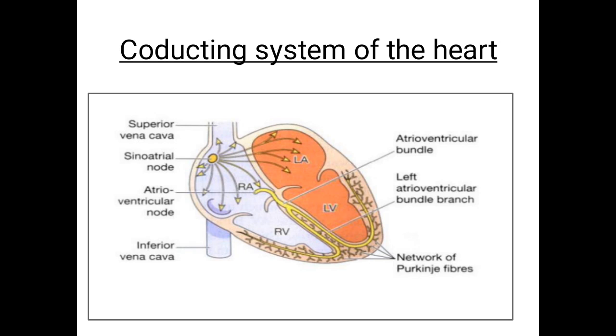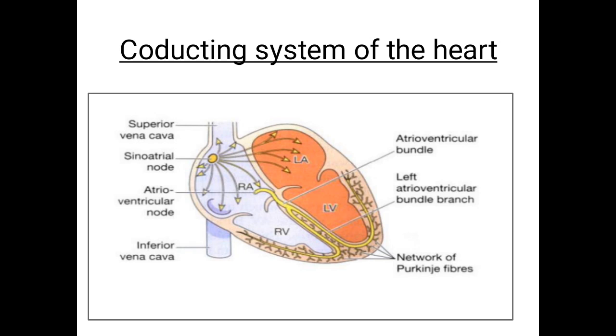Let's look into the other node that we have, the AV node, or the atrioventricular node. The atrioventricular node is also a small neuromuscular tissue. This one is usually stimulated by the impulses that flash from the SA node.